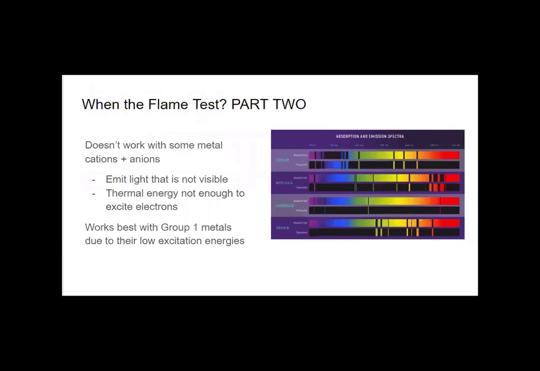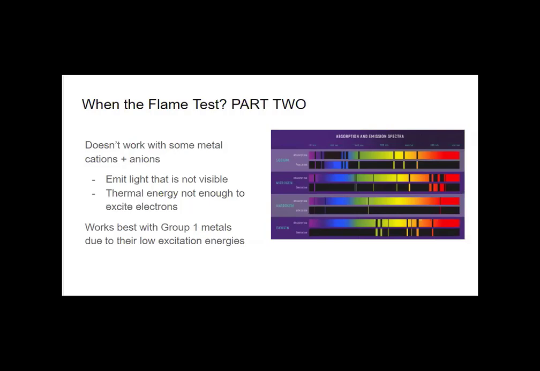So, when can we use the flame test? Some metal cations and anions don't produce visible light because the thermal energy from the Bunsen burner is not enough to excite the electrons of these elements. Or electrons that are excited emit light that is not in the visible section of the electromagnetic spectrum. Thus, there is little to no flame color produced.